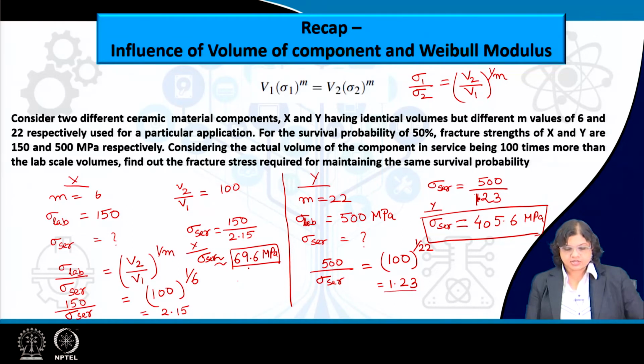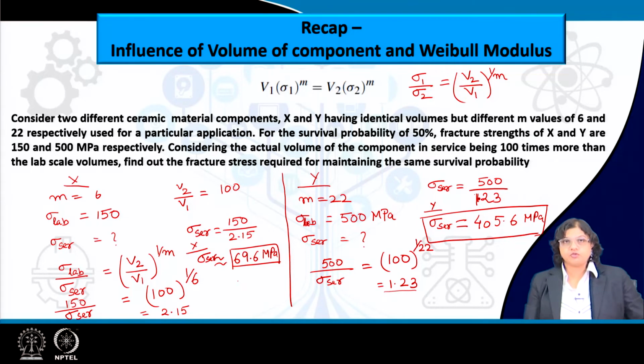Under any case, we see that fracture strength values of y is much higher than that of x, again because of the Weibull modulus. For the case of metallic materials, typically we have higher Weibull modulus, and that leads to less scatter or less variability in the strength value. So, whatever we determine in the lab scale more or less is valid even for the service condition, provided the service condition is not very high with respect to the lab condition. Okay.